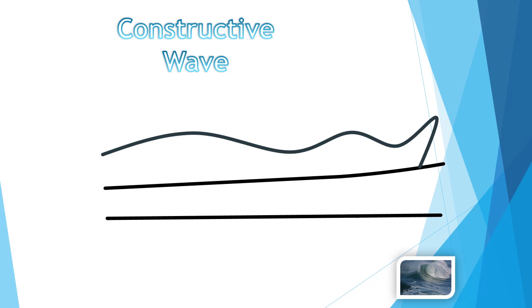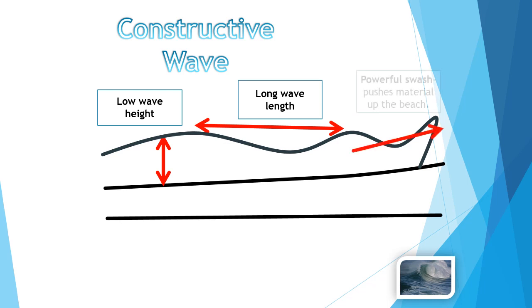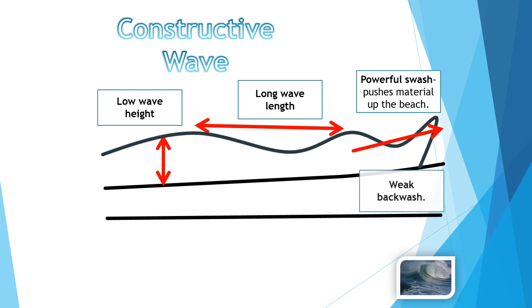There are two different types of wave. The first one we're going to look at here is the constructive wave. Constructive waves have a long wavelength and a relatively low wave height. This means that as the water approaches the beach, it runs up the beach, pushing material with it, transporting it further up the beach. These waves are quite gentle, and when they stop moving forwards, they often soak down into the beach and flow back out to sea with a very weak backwash.